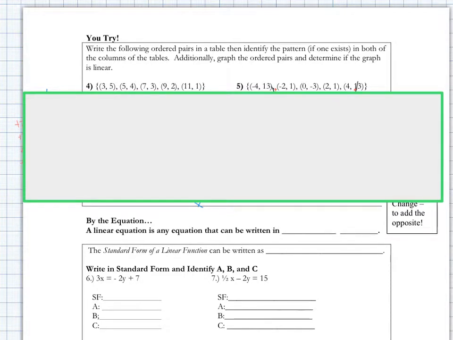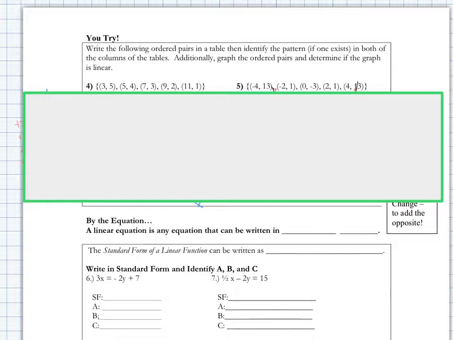Okay, so now that you've seen how to use a table and a graph to determine if a line is a linear function, why don't you try these two examples? Make a table and then see if it's linear from that. Remember, you're looking for if there is a constant change in x and a constant change in y. Also graph the ordered pairs to see if it's a straight line. Okay, so now that you've done the table and the graph, let's go ahead and look at these.